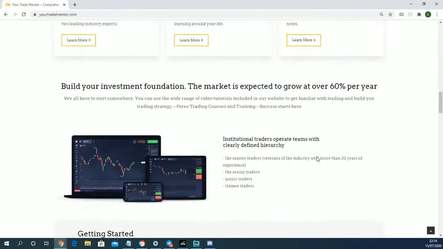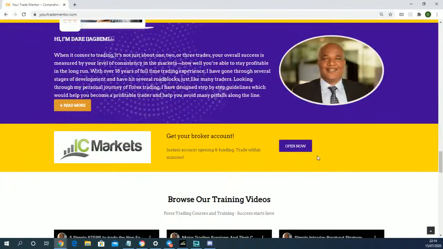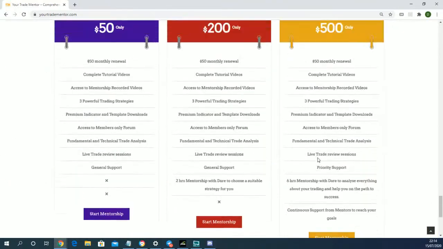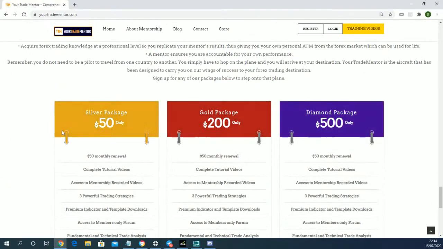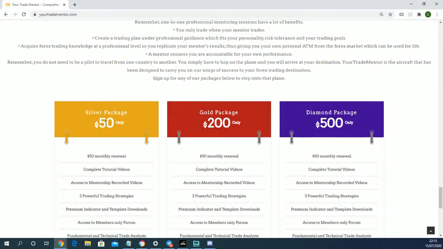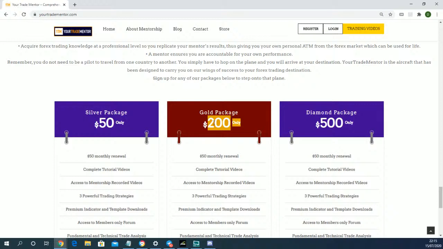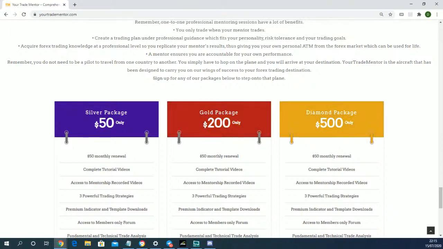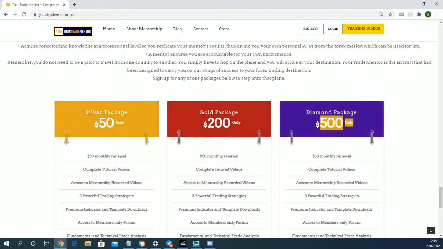I'll show you what they were going for. So if you don't want any mentorship, it's a $50 one-off. If you want only 1 day, 2 hours, that's a one-off $200. If you want mentorship for the entire 3 days, 6 hours, that's a one-off payment as well. All these payments are one-off.